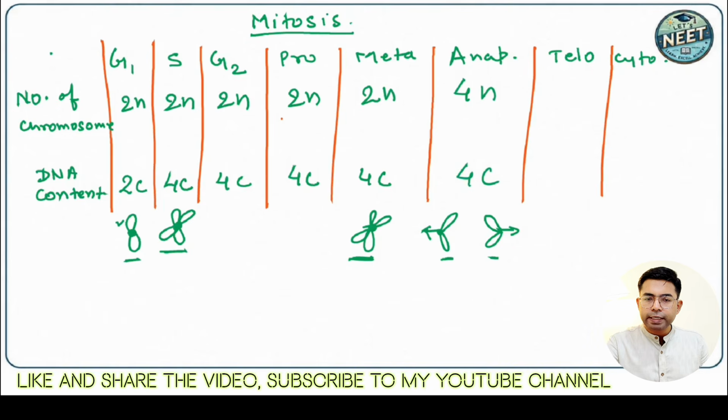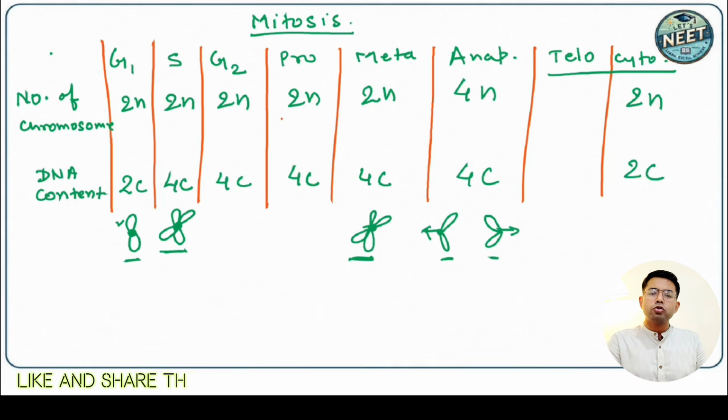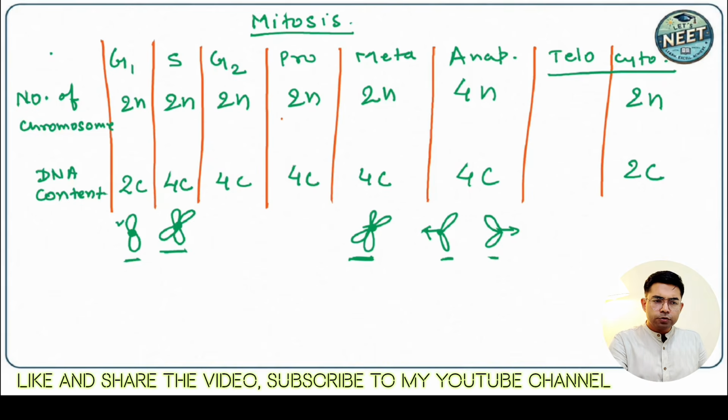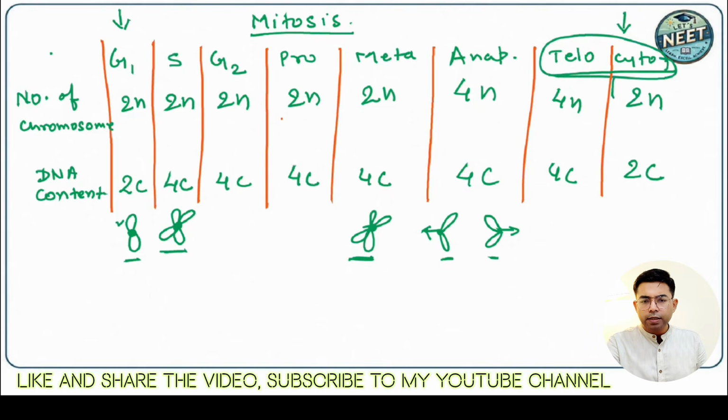Finally, telophase and cytokinesis we take together because they happen side by side. So by the end of cytokinesis we get 2n and 2c. So it starts with 2n and 2c and ends with 2n and 2c. If you are wondering about telophase, if we take telophase separately, then in telophase also it remains 4n and 4c. But usually telophase and cytokinesis take place together, so that's why it appears ultimately like this. So now you understand this part.